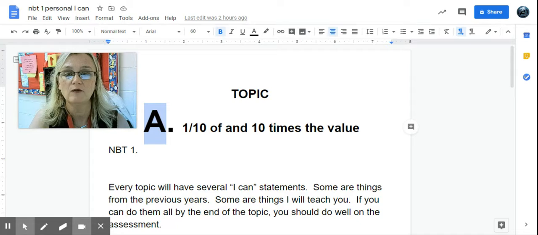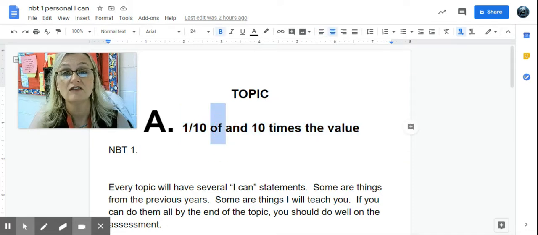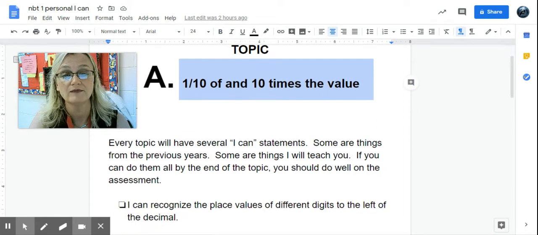So today is A day 1, and our topic is 1/10 of or 10 times the value. The word of can also mean times. So in essence, I'm saying 1/10 times or 10 times the value of something.